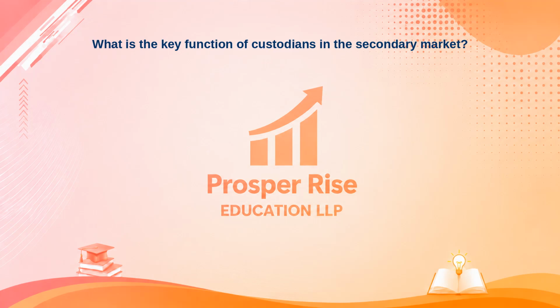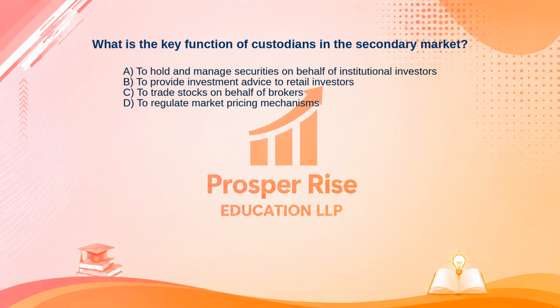What is the key function of custodians in the secondary market? Here are your options. A. To hold and manage securities on behalf of institutional investors. B. To provide investment advice to retail investors. C. To trade stocks on behalf of brokers. Or D. To regulate market pricing mechanisms.